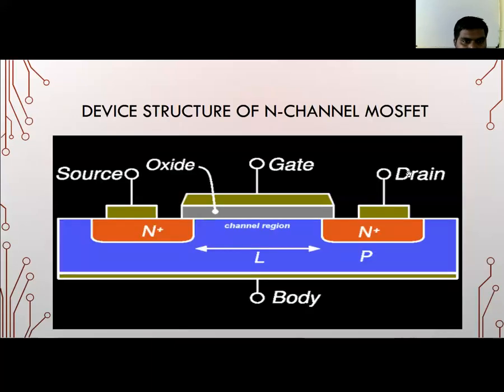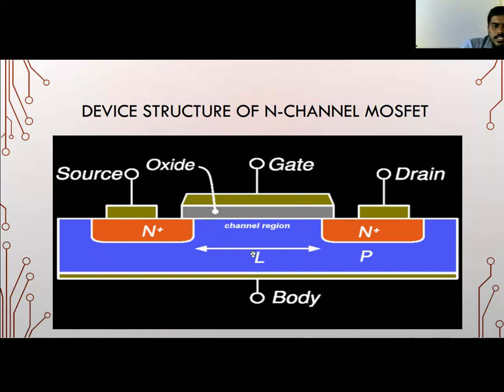So this is the structure of an n-channel MOSFET. As we know, there are 3 terminals: source terminal, gate terminal, and drain terminal. There will be an oxide layer, and this is the body. The green part is the one through which you have created an electrical contact.